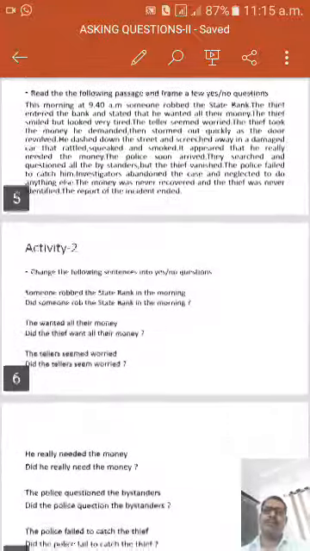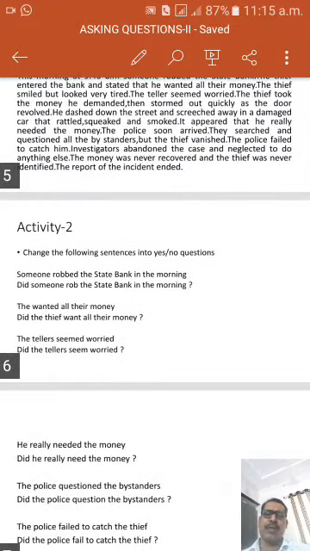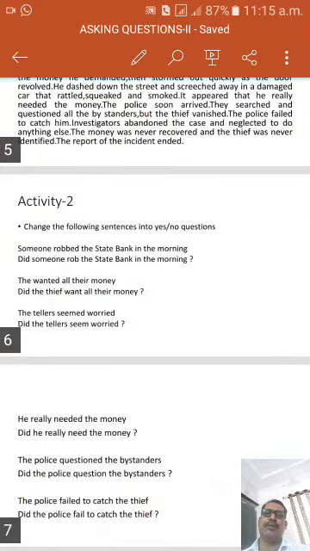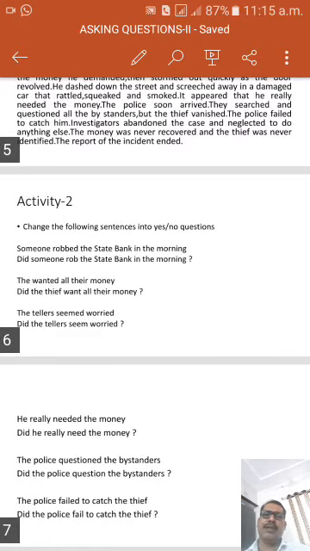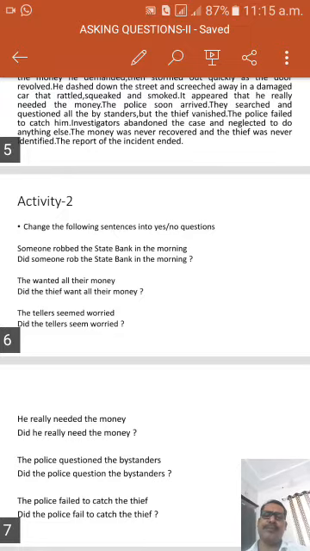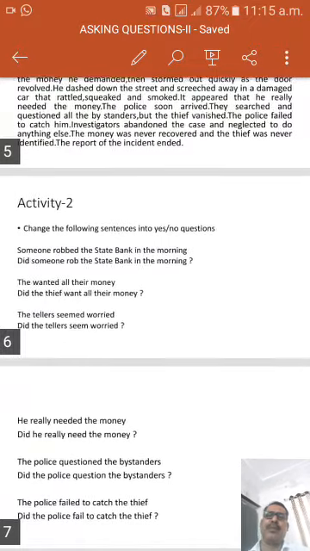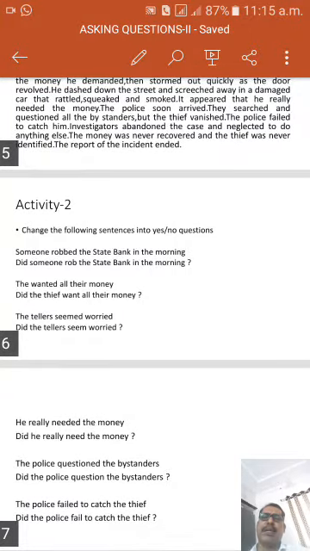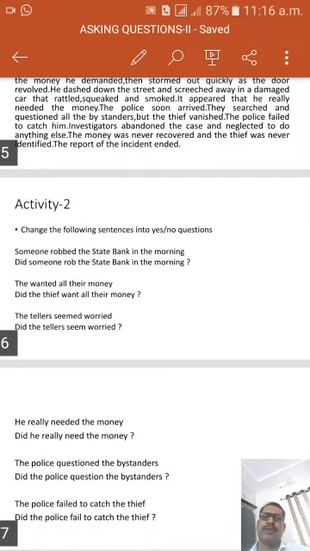So, from this passage, we will pick up some sentences and convert those sentences into yes or no type questions. See in activity 2. Someone robbed the State Bank in the morning. To change this into a question: did someone rob the State Bank in the morning? Next statement. He wanted all their money. So the question: did he want all their money? Did the thief want all their money?